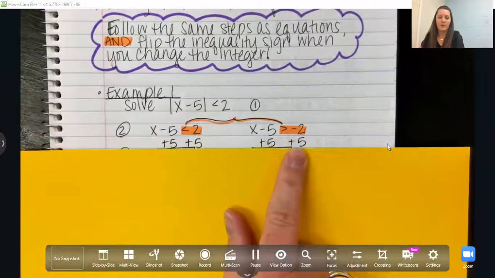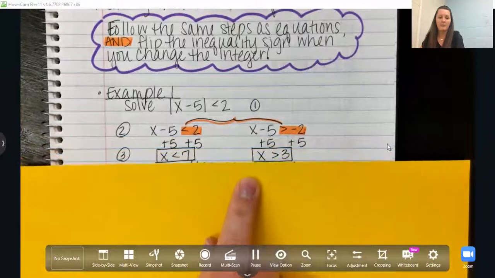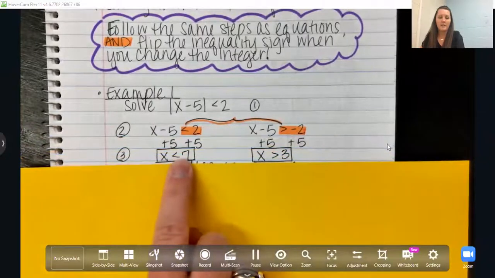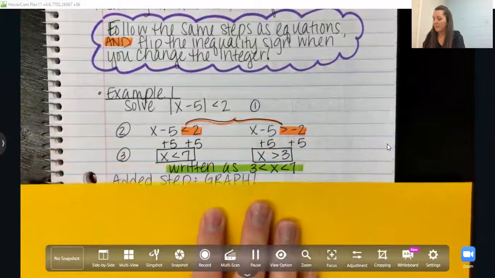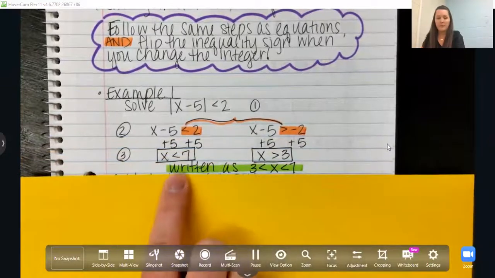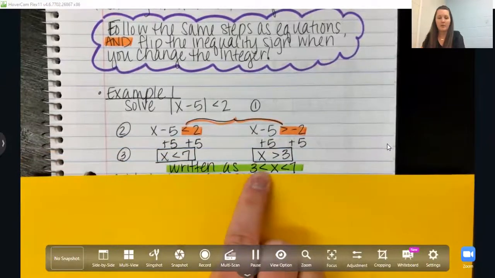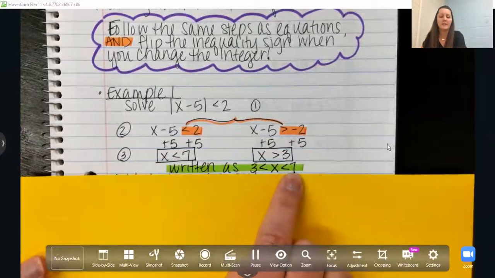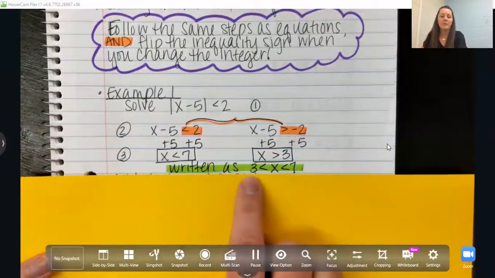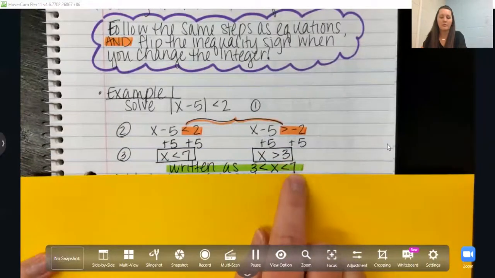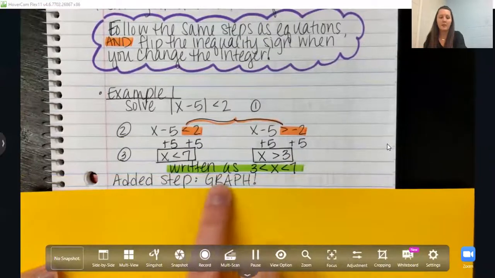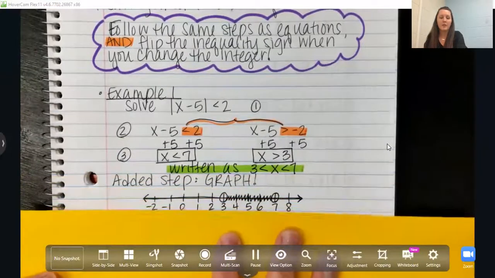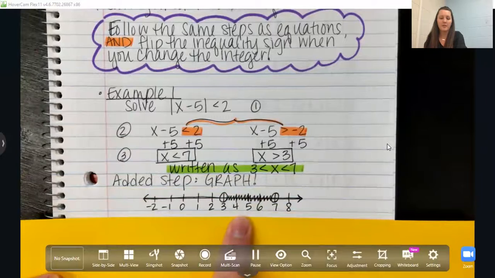All right, so solving, we add 5 to both sides, and then we have x is less than 7 and x is greater than 3. Added step here, this is how you write it. x is greater than 3 and x is less than 7, where your smaller number goes first and then your larger number is on the right side. Your added step here is graph. So here is our graph. This is what this looks like.